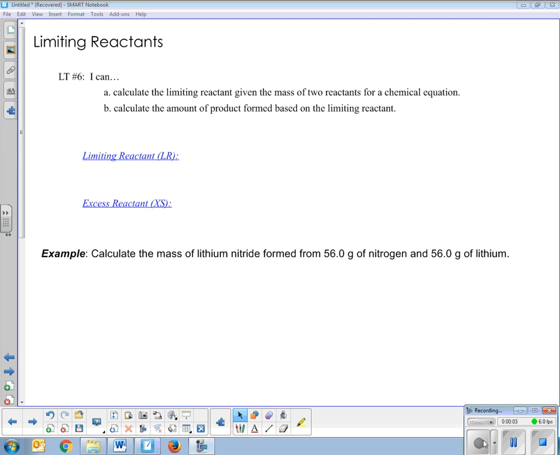This video is on how to calculate a limiting reactant and then use that limiting reactant amount to calculate an amount of your product. So we need to define limiting reactant and excess reactant. If we're talking reactants, we're just talking about before the yield sign, before the arrow. And a limiting reactant, you'll see abbreviated LR, that's usually what I write, limits how much product you can get.